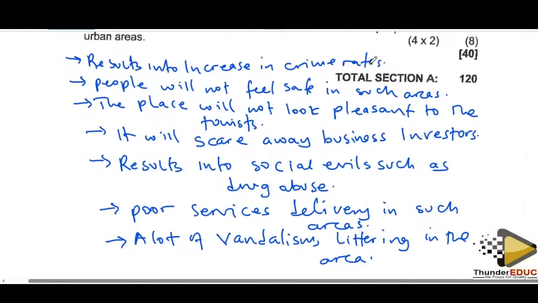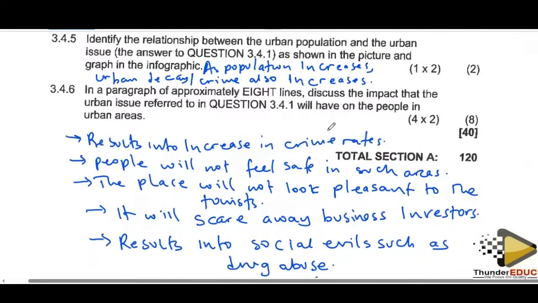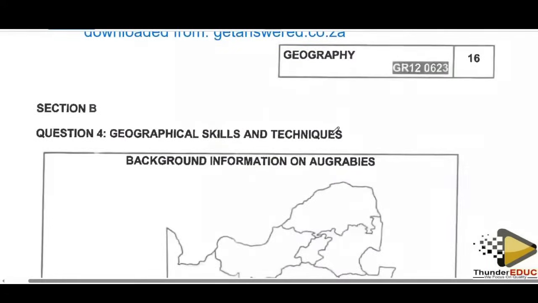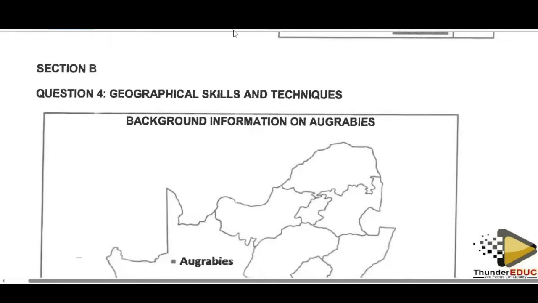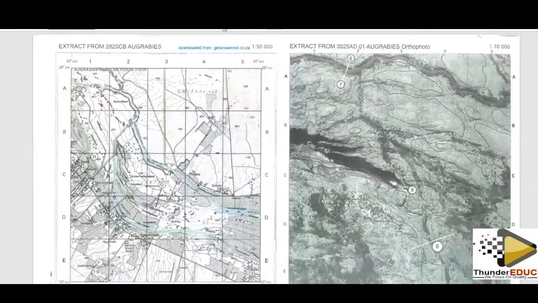All right. So that brings us to the end of theory. So now our next section will be geographical skills and techniques. So this one we're going to use a map for us to understand more of these questions. All right. Let me try to get our map as well. All right, this is going to be our map here. I'll be zooming in and out so that you can see clearly.